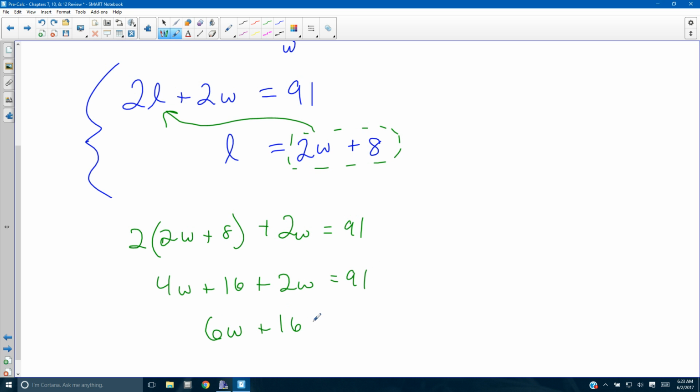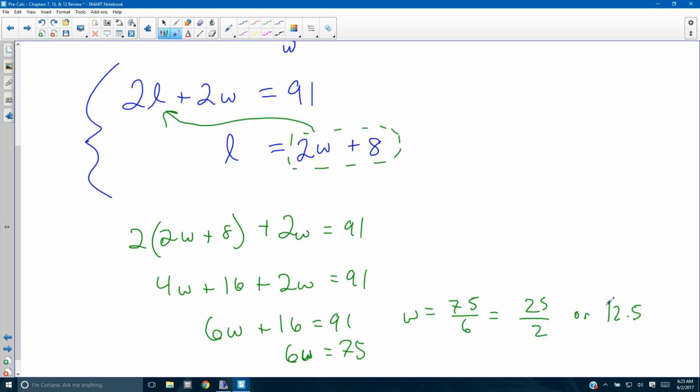6W plus 16 equals 91. And solving the rest, 6W equals 75. So W equals 75 over 6. Probably not what I was looking for as far as a number. This can reduce. I can divide both by 3. 25 over 2. You could write 12.5.